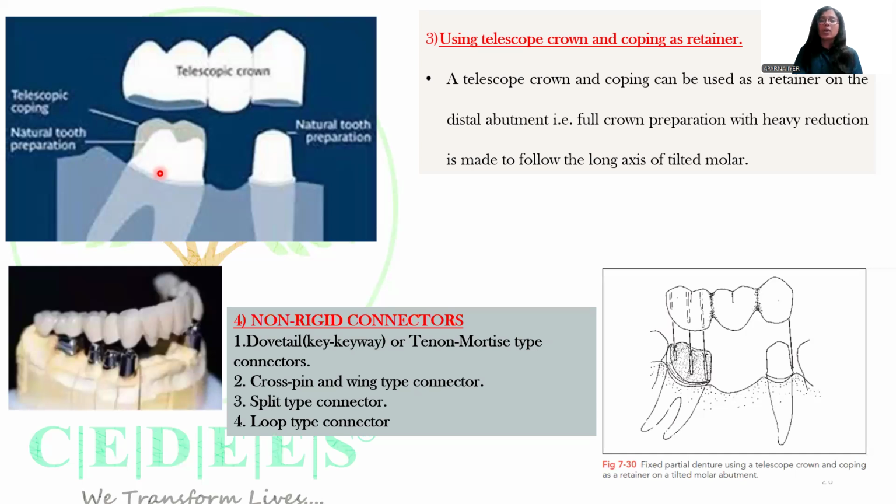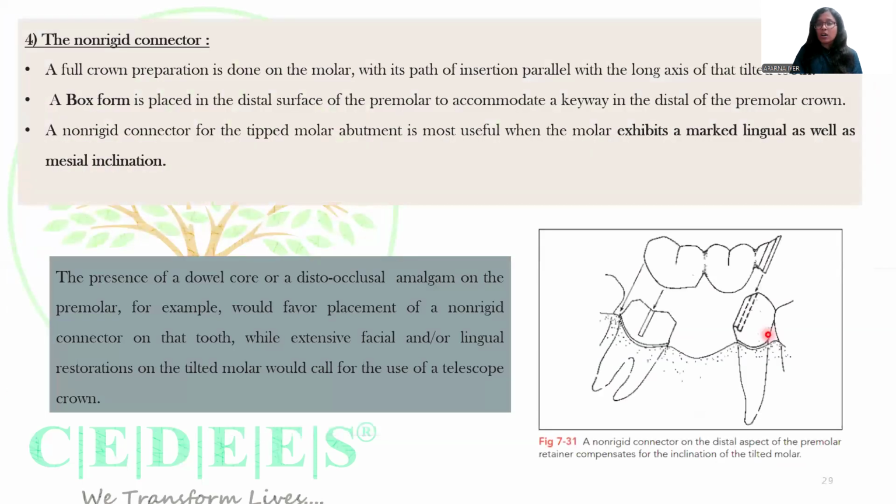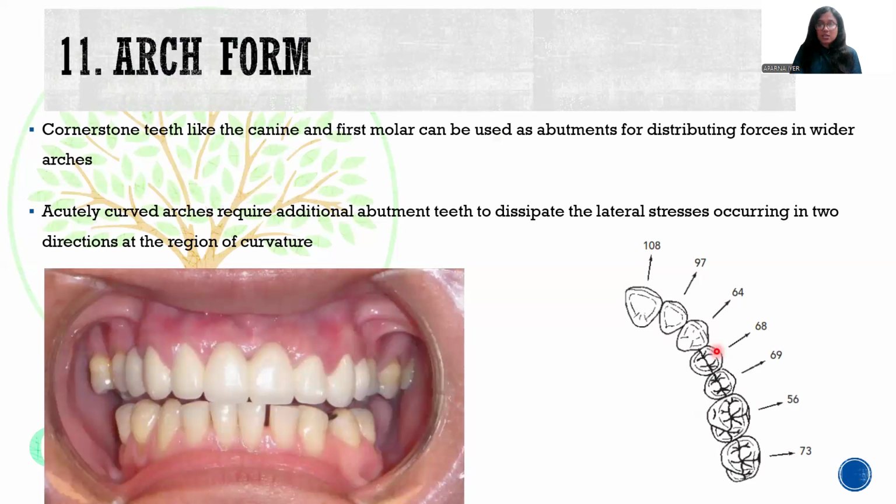So to avoid that, you can go for something called a non-rigid connector, wherein you maintain the tilt of the abutment teeth. You don't have to over prepare it. But at the same time, you also give a key and keyway non-rigid connector on the distal half of your premolar. So this is mainly indicated if your premolar is already having a distoproximal class 2 amalgam restoration, or if the molar is severely tilted.